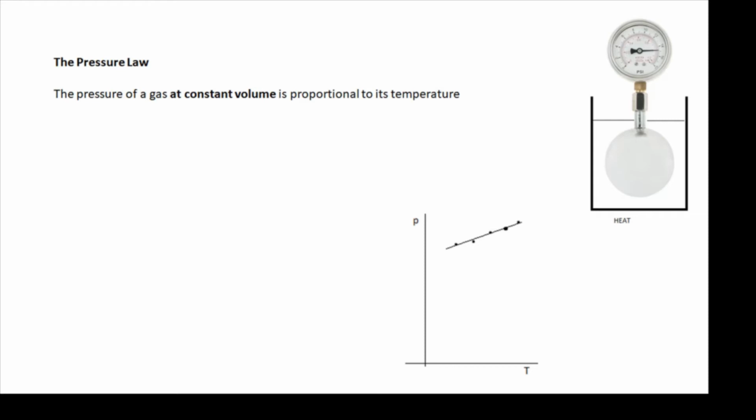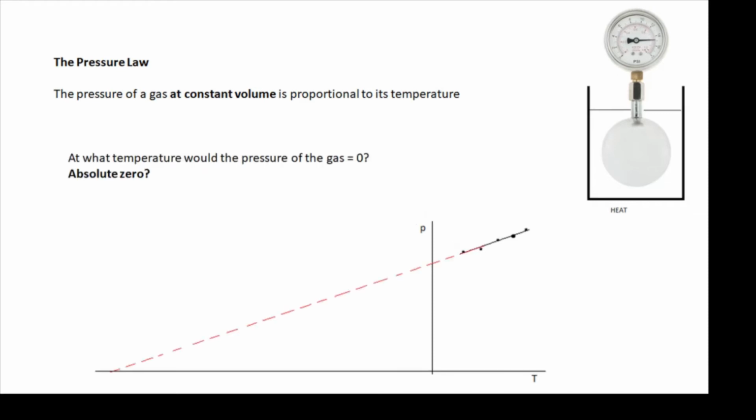One very interesting thing we can do with this graph: if we extrapolate it backwards, we could imagine at what temperature the pressure of the gas would be zero. That temperature would theoretically be the lowest possible temperature, and we call it absolute zero.